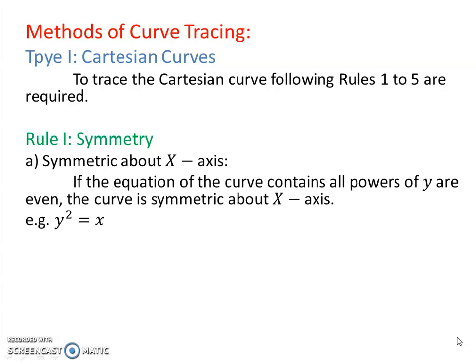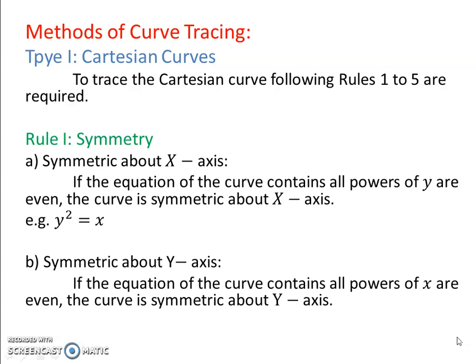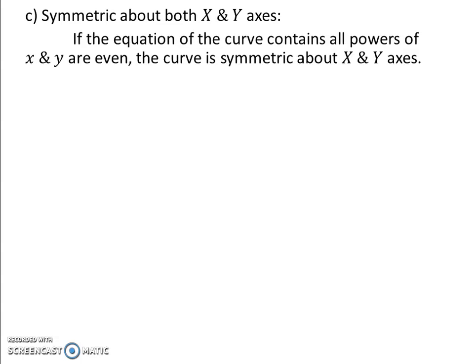Similarly, you can guess the second one, that is symmetric about the y-axis. If all powers of x are even, then it is symmetric about the y-axis. For example, x square equal to y. There are some curves which are symmetric about both x and y-axis. If all the powers of x and y are even throughout the equation, then such a curve is symmetric about both axes. For example, x square by a square plus y square by b square equal to 1. If you quickly revise, this is the equation of an ellipse. Ellipse is symmetric about both x and y-axis.